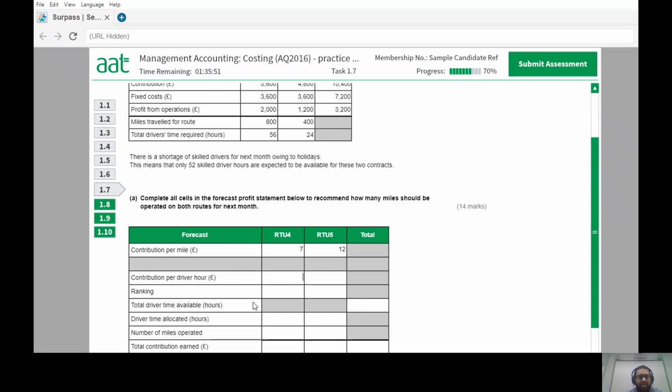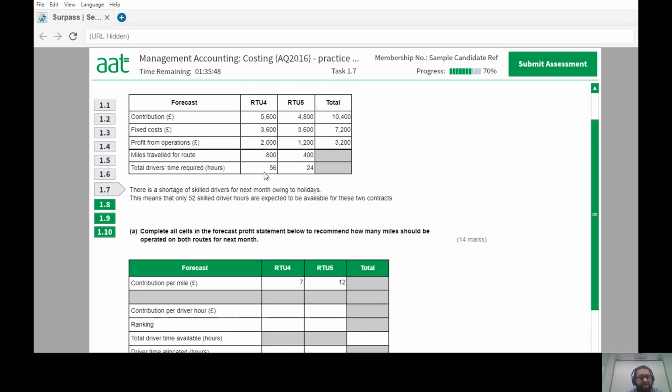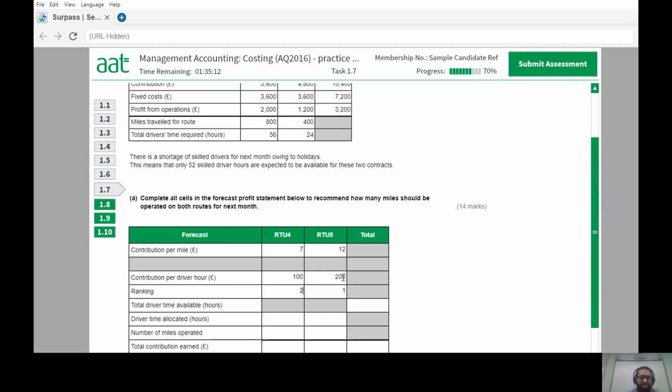Contribution per driver hour. If you look at the driver hour contribution, for 56 hours I'm making a contribution of 5,600. So for 1 hour, it's going to be £100. The next one, on the other hand, if you divide 4,800 by the total number of hours, 24 hours required, it's going to be £200. So therefore, this one will rank first and this one will rank second. The reason is it gives you more contribution per driver hour, and this one gets half of it basically.